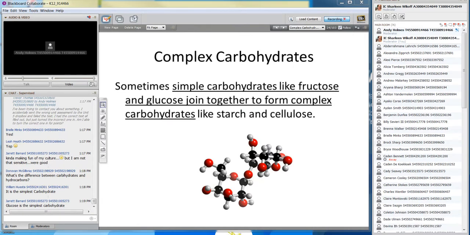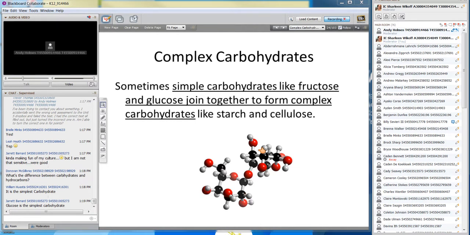Complex carbohydrates are when simple carbohydrates like fructose and glucose join together to form complex carbohydrates like starch and cellulose. So even trees that are some of the biggest living creatures in the world can weigh thousands and thousands of pounds because their tree trunks are made up of mostly cellulose. They are making that cellulose, they're making that wood out of simple carbohydrates like fructose and glucose. And it's because they're putting them together in these big chains.